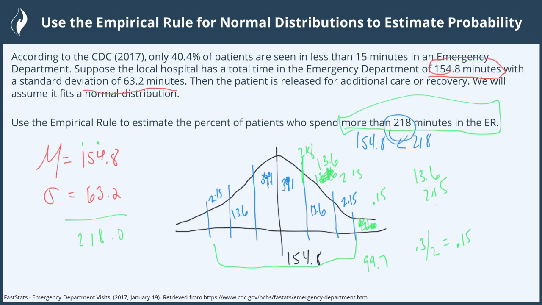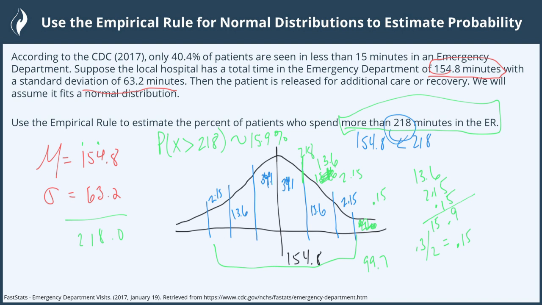So we take our 13.6, 2.15 plus 0.15 to get our answer. So this gives me a 0.9, because 0.15 and 0.15 is 0.3 plus 0.6 is 0.9. So we get a 15.9%. So the percent of patients, I should probably write that as well, percent of patients who spend more than 218 minutes is approximately 15.9%.